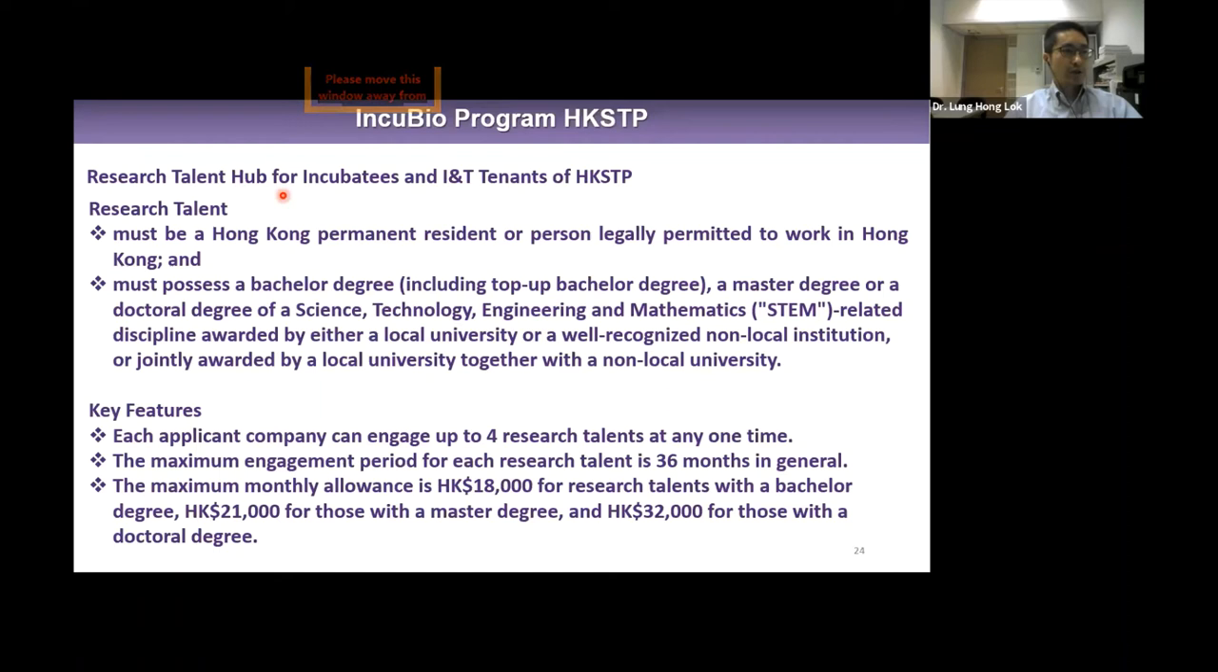The candidate should have a bachelor's, master's, or PhD degree in science, technology, engineering, and maths or a related discipline. Those graduates can be from either local or overseas well-recognized institutions. So this is quite good, because we really need research talents to help us execute all those research activities.